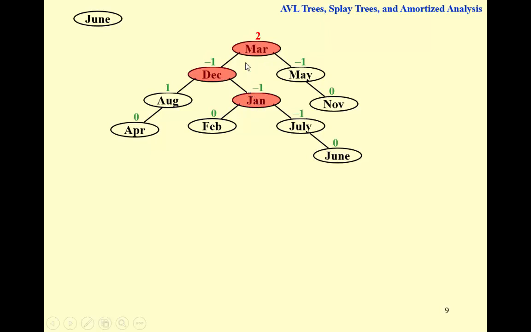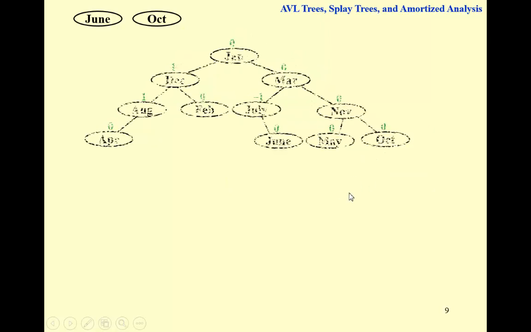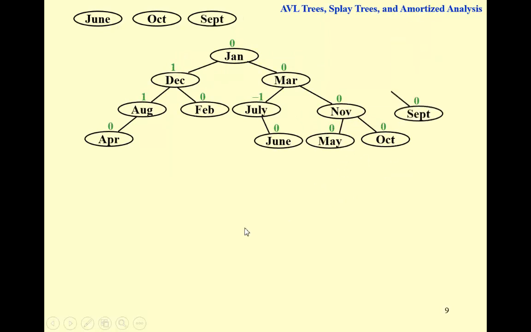So it's a typical left-right rotation, and that will be the result. Have you done it right? Okay, let's again input October. This is simple, right? So that will be the 3 nodes that are supposed to be rotated, and that will be the result. Okay, next, September.